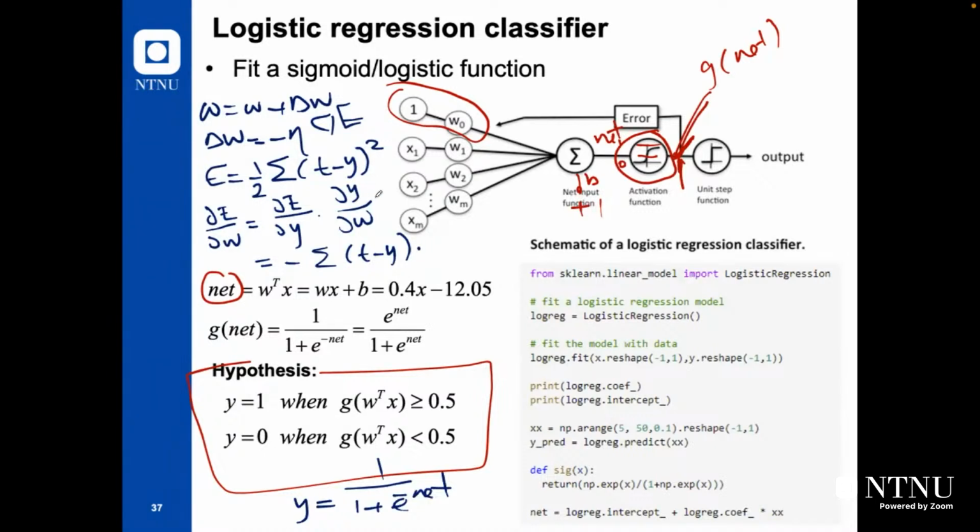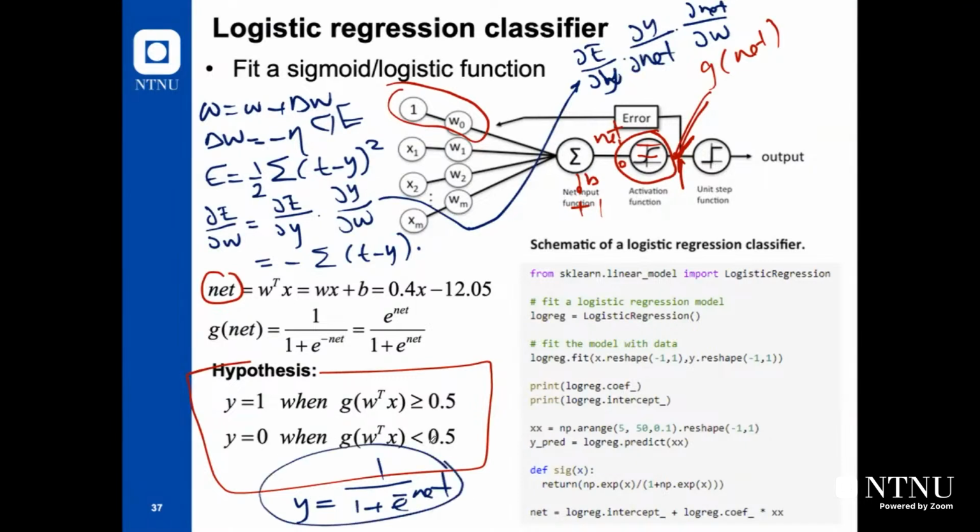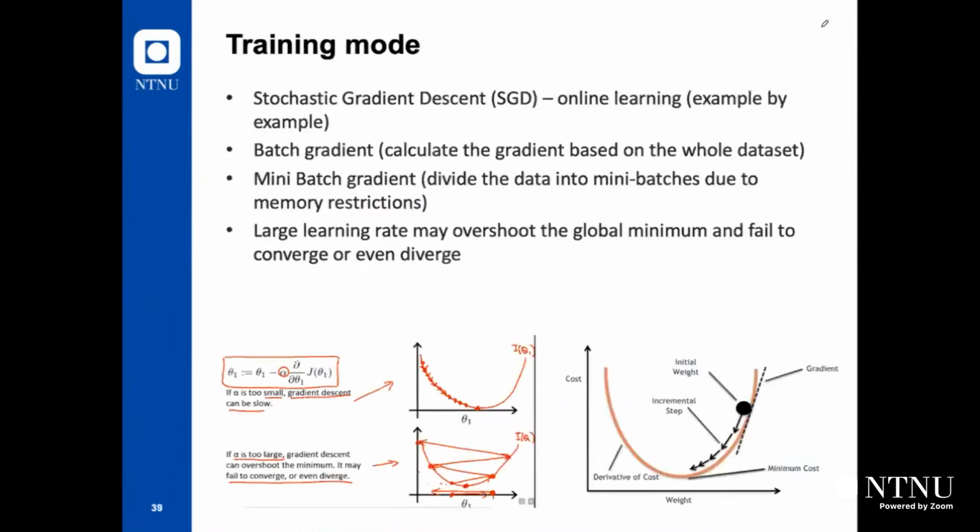So in fact, for partial y by partial omega, we need to do it using the full chain rule. It will be partial e by partial y multiplied by partial y by partial net multiplied by partial net by partial omega. So we will use this chain rule. We need to get partial y by partial net by getting this y dash, the derivative of this function, and after that partial net by partial omega. Net equals omega x plus b, so this one will be just x, and we can solve the problem.